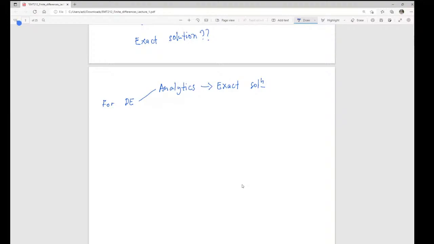Another way of solving the DE is using numerical methods. We have a few numerical methods. One, which we are going to study in this class, is finite difference. We also have finite element methods, and also finite volume methods. In this course, we are going to cover only finite difference.